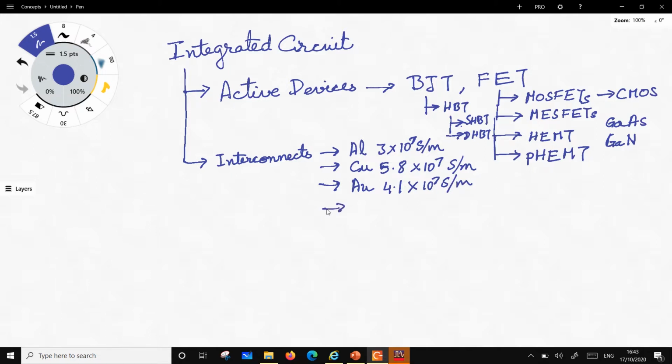And then silver. Silver is also used in some cases. It is 6.2 into 10 raised to 7 Siemens per meter. Now, if you look at this, you would prefer silver, right? Because its conductivity is more. But you still prefer gold when it comes to microwave. It's just because the surface roughness is very important at microwave frequencies.